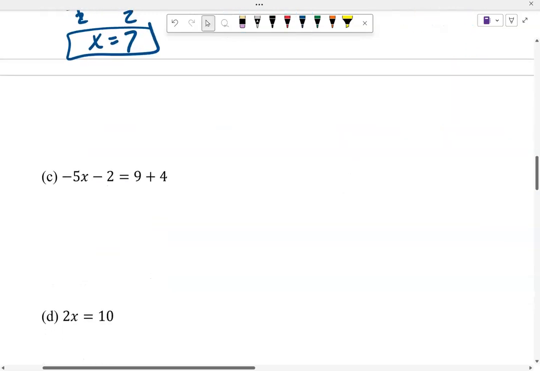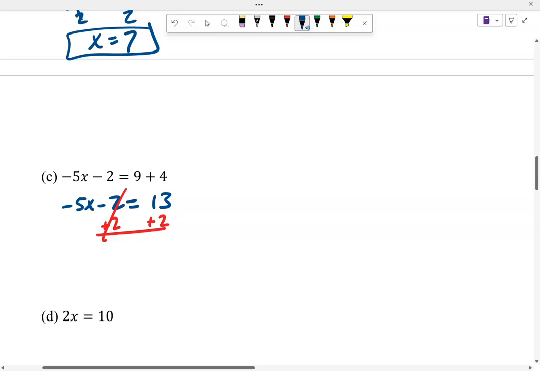Let's do another one. Now this time, notice on the right-hand side, we have like terms, right? So if I have like terms on a side, go ahead and combine them. So 9 plus 4 gives us 13. And now it's back to the old party situation. Let's get rid of the friend, that minus 2. So how do we get rid of minus 2? We add 2 to both sides.